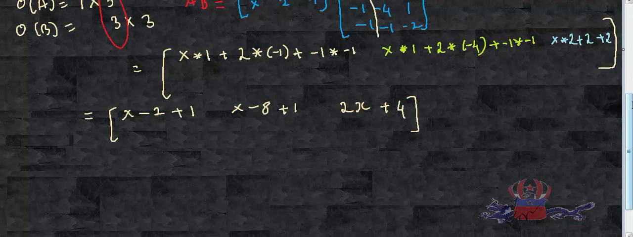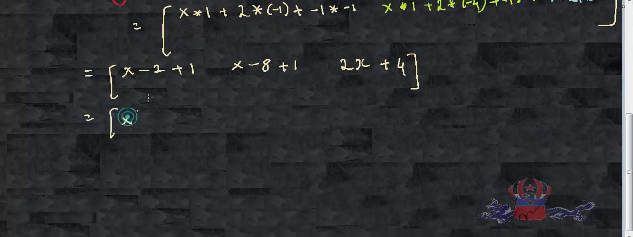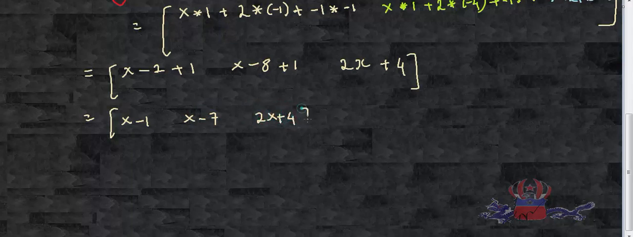Now you can still further simplify, giving me x negative 1. X negative 8 positive 1 can be added, giving me x negative 7. 2x positive 4, you cannot do anything in it. Just place it as it is. So 2x positive 4. So now, this is going to be A multiplied with B, right?